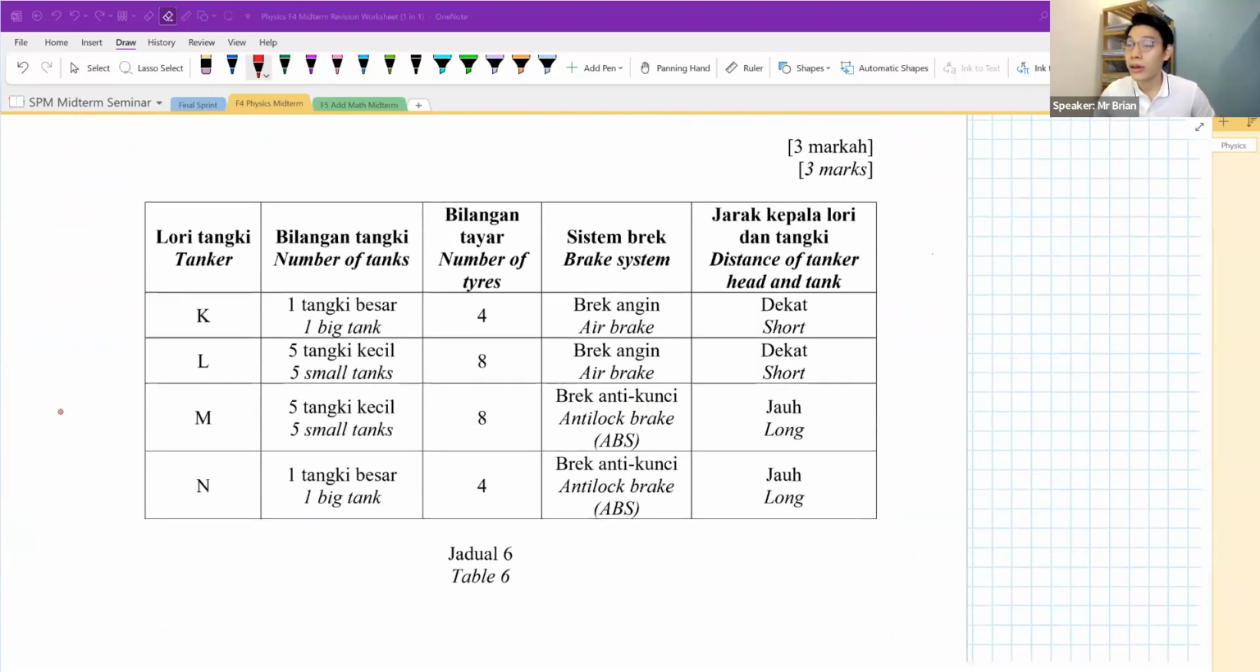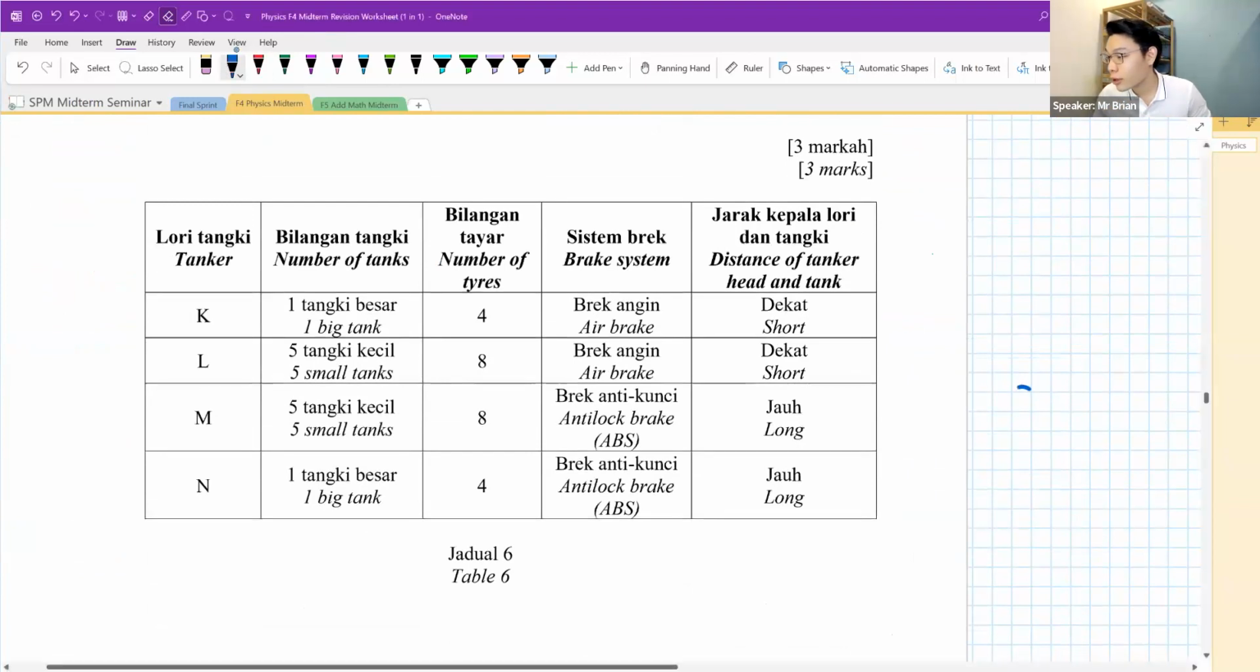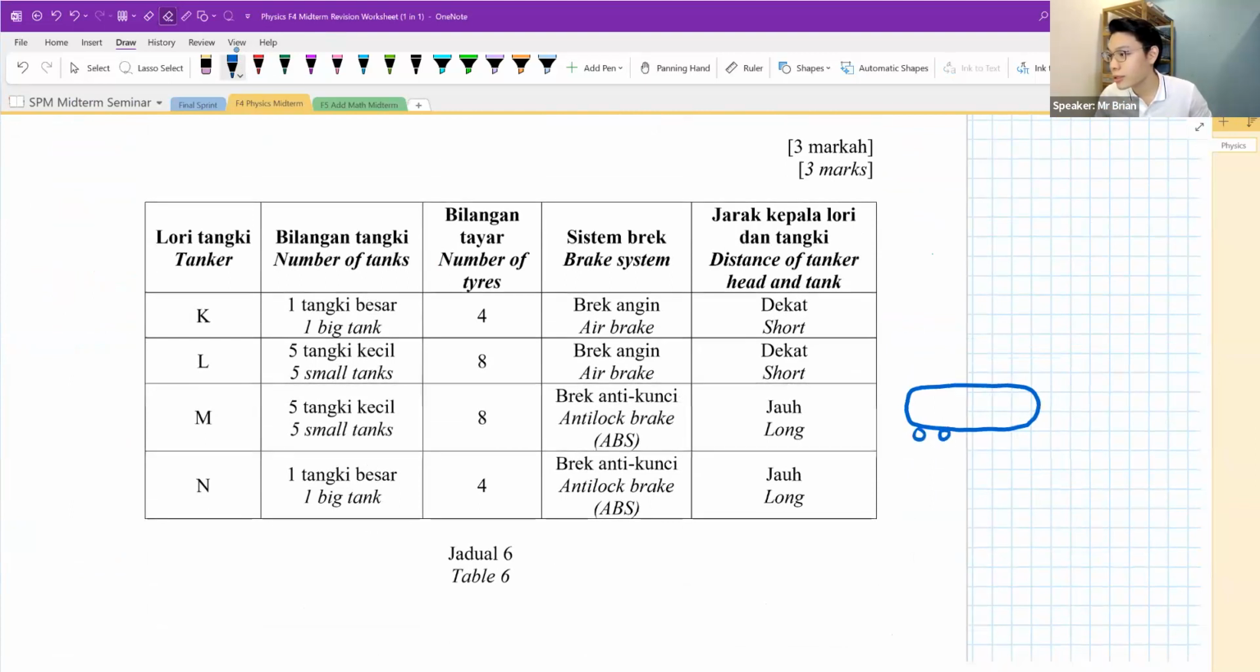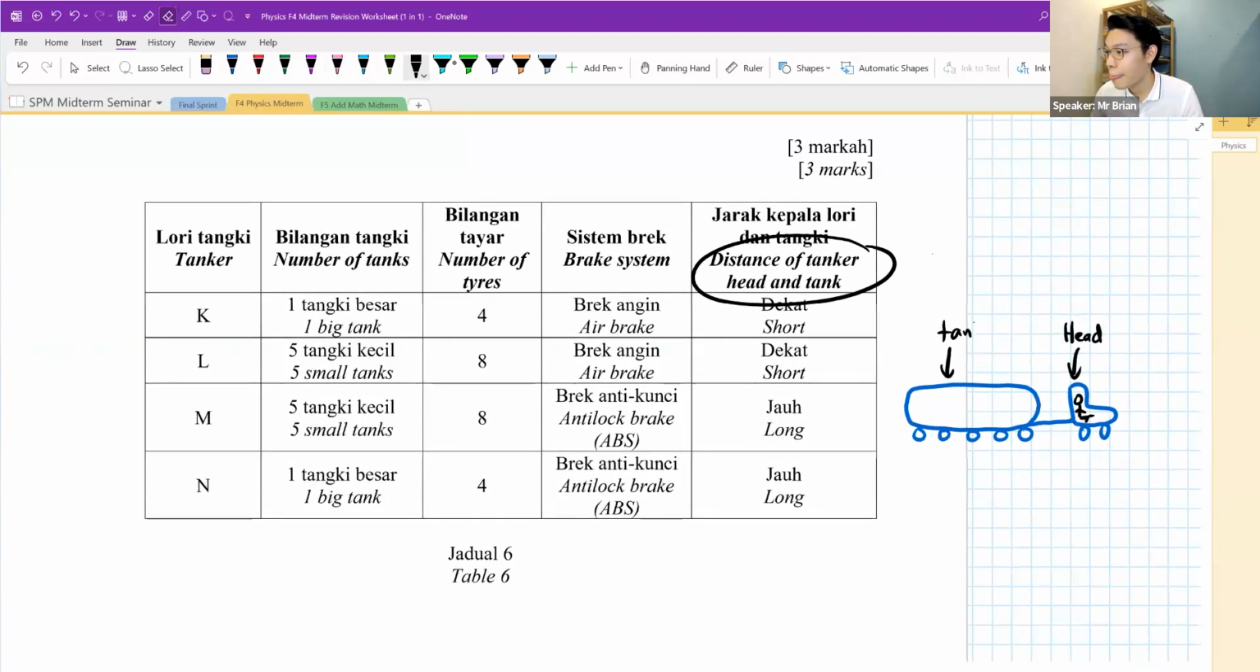So this tanker that we talk about is those Petronas or Shell tanks that you see on the roads, right? You have some wheels, and then usually there's some spacing here, and usually there's a driver inside. We're talking about this tanker. We have 2 parts: this is the head and this is the tank. So that's the front part and the back part. Sometimes they can even detach the head and the tank.